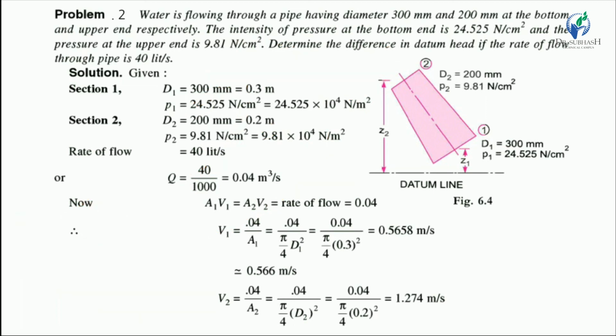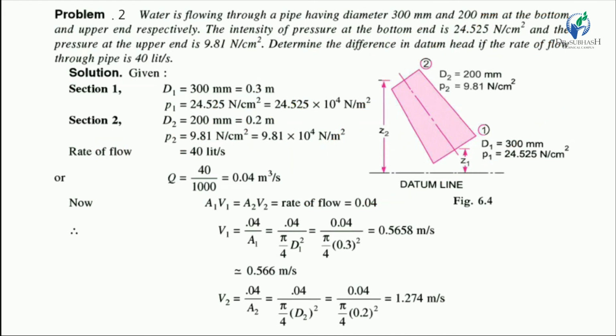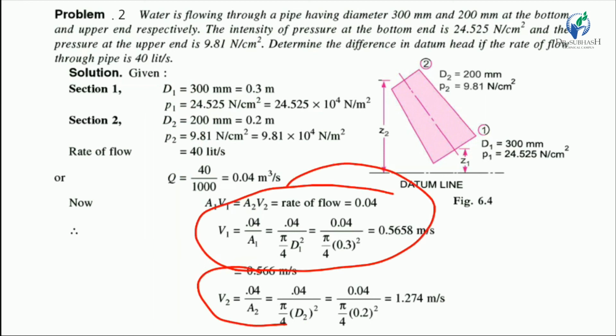So again we have to apply Bernoulli's principle at section 2 and section 1. So we need the values of pressure and velocity, and then we can get the difference of datum head Z2 minus Z1. We have the value of pressure but we don't have the velocity. So again we have to find out the velocity V1 at section 1 and V2 at section 2.